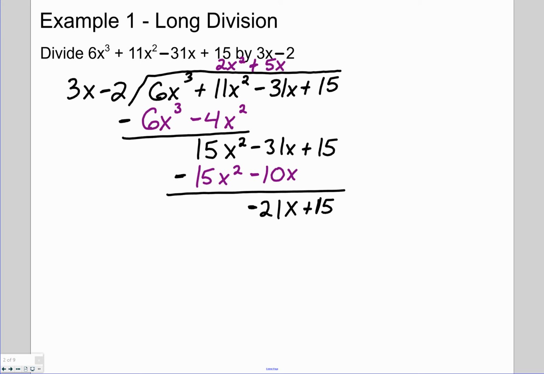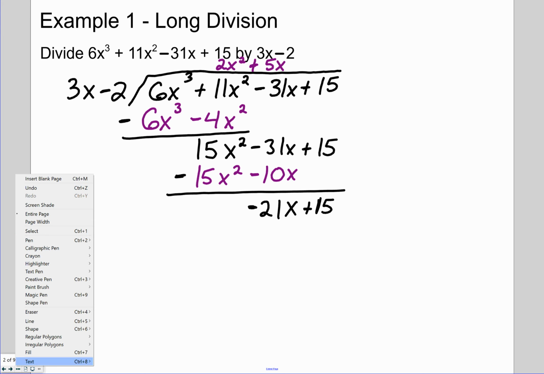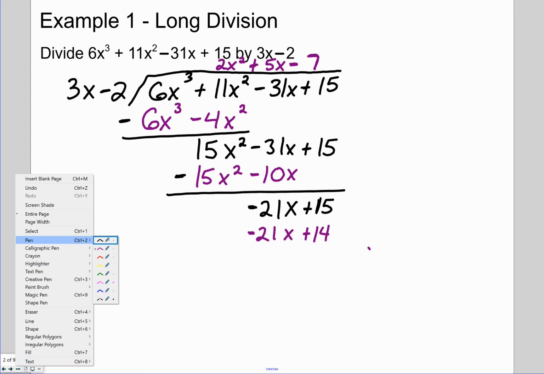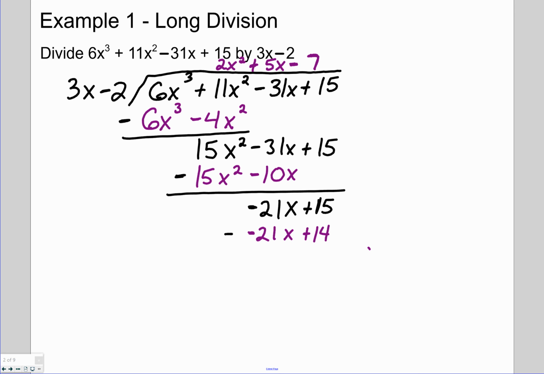Okay, the last step. What am I going to multiply by 3x to get negative 21x? Very good. So I heard negative 7. All right, so negative 7 times 3x is negative 21x. What is negative 7 times negative 2? Positive 14. And the operation that I'm doing is subtraction. So I know that's 0. What's 15 minus 14? 1. So my remainder is 1.